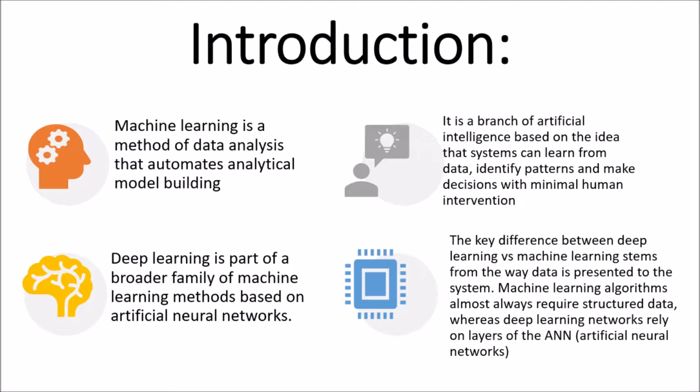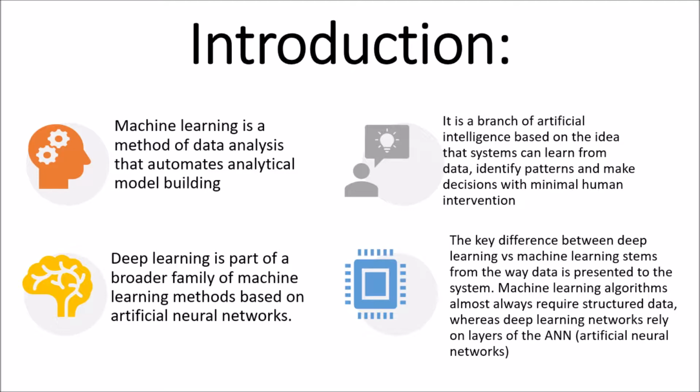What is machine learning? It is a method of data analysis which automates analytical model building. Basically, you give data to a model and it gets trained and evaluates any further data given and gives predictions on it. Deep learning is a part of a broader family of machine learning methods, but it is based on artificial neural networks. It has an input layer, many hidden layers, and an output layer.